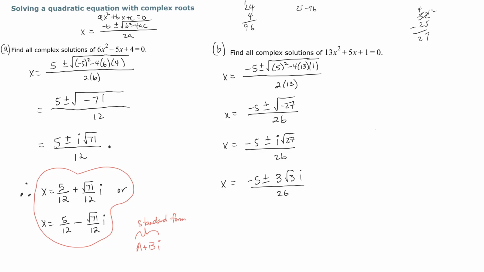Let's write our answer in a plus bi form. X is equal to negative 5 over 26 plus 3 root 3 over 26 times i, or x is equal to negative 5 over 26 minus 3 root 3 over 26 times i.